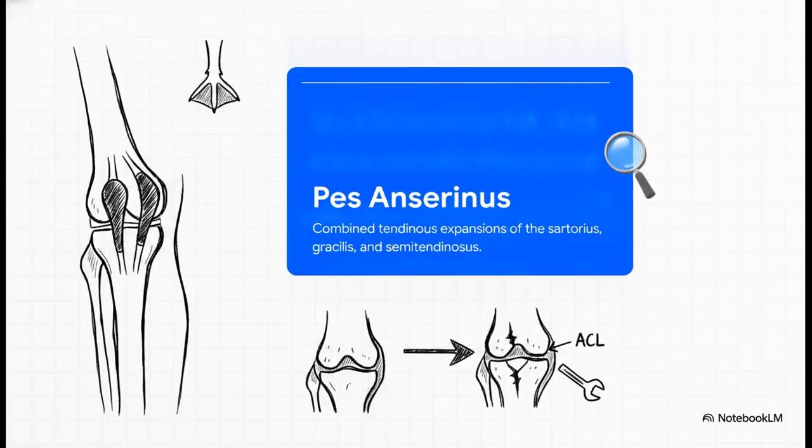There's a wonderfully strange structure right here called the pes anserinus, which literally translates to goose foot. It's formed by the combined tendinous expansions of three muscles, the sartorius, the gracilis, and the semitendinosus, all attaching right at the medial tibia. The immense clinical value of this? Well, surgeons actually frequently use the semitendinosus tendon from this very spot to repair a torn ACL. It's kind of like nature provided us with our own built-in spare parts.